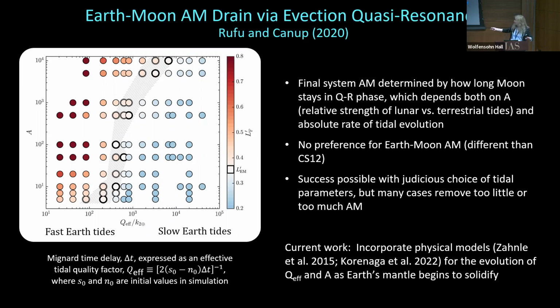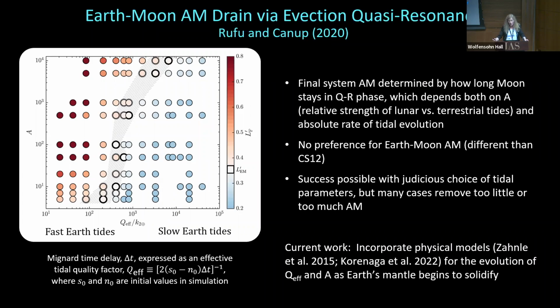And if you're very judicious, I think that's a good word for this, if you pick your values correctly, then there's a shaded area, which is appearing very light on the screen, where you can get the Earth-Moon angular momentum, but it's one option out of many.